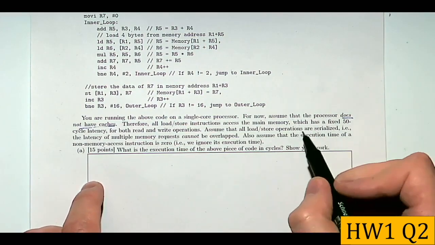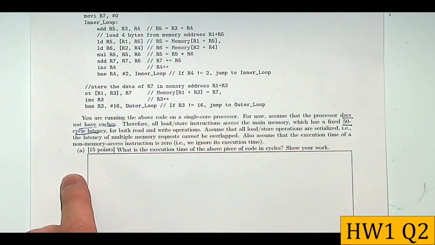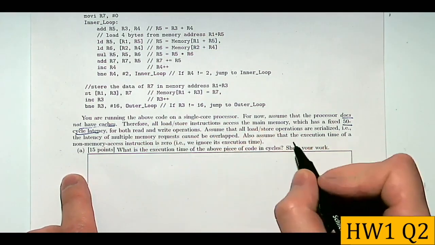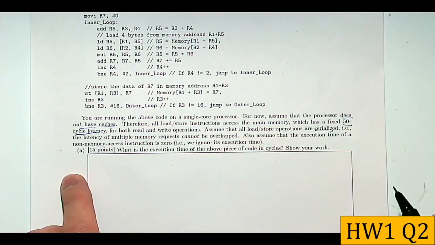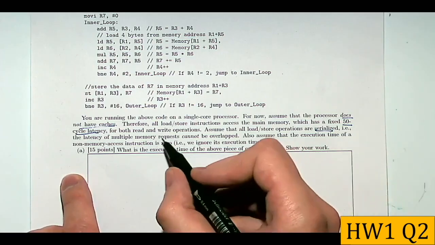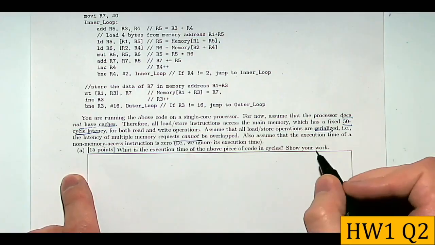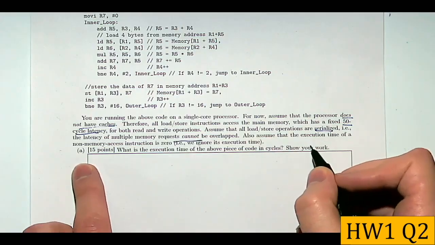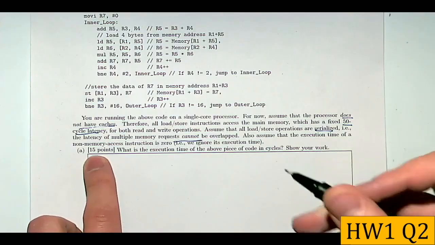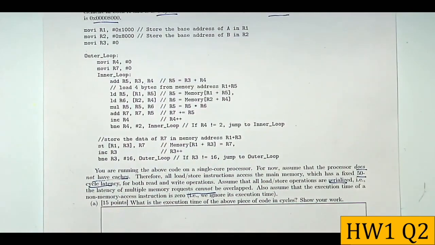The load store instructions access directly the main memory, and then we have a fixed latency of 50 cycles for both read and write operations, and those are serialized. So it's pretty easy so far, right? Everything is serial. We have fixed latency, no cache, and memory requests cannot be overlapped. Okay, so everything is pretty straightforward, and then the execution time of non-memory access instructions is 0. So here in this code, we will take into account only memory accesses.